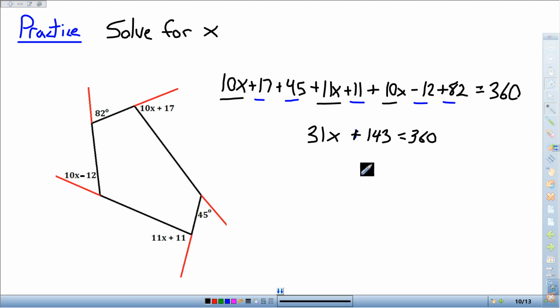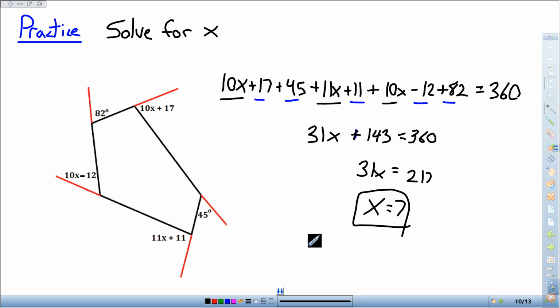And then solving for x. If you do the rest of this in your calculator, I really don't mind. I know I'm going to take 360 and subtract 143. It's going to give me 31x equals 217. And then I'm going to divide by 31. And it looks like x is going to equal 7.